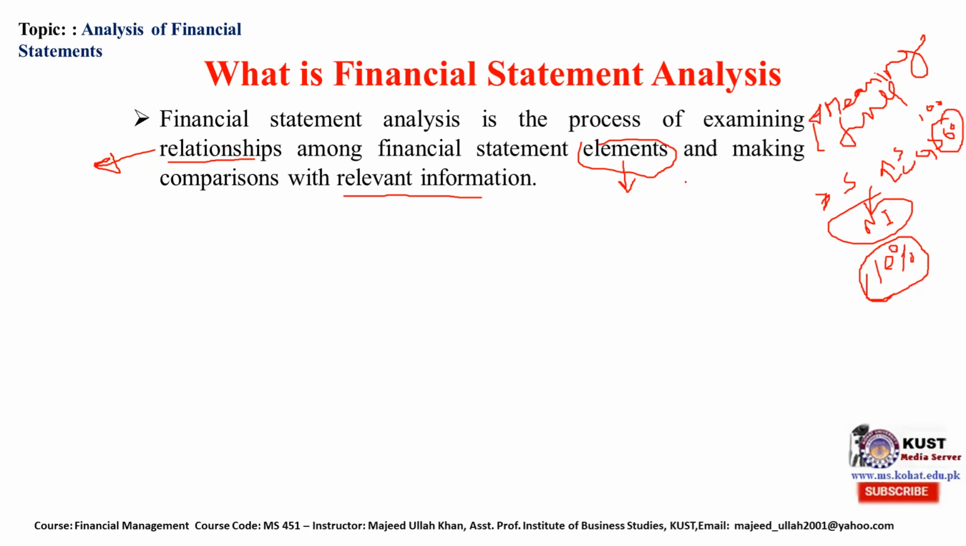Relevant information: maybe we compare it with the previous years, past years, with peer firms, that is competitors of your company, or the third one is industry averages. We can compare these ratios or this information with industry averages. So these are the three things with which we can compare our performance: past performance, peer firms, and industry averages.